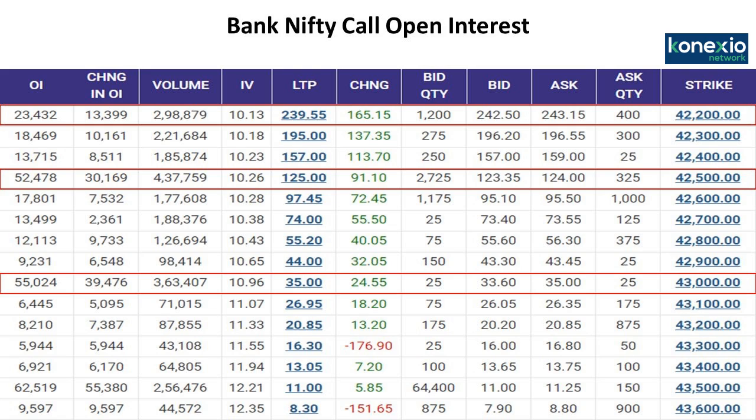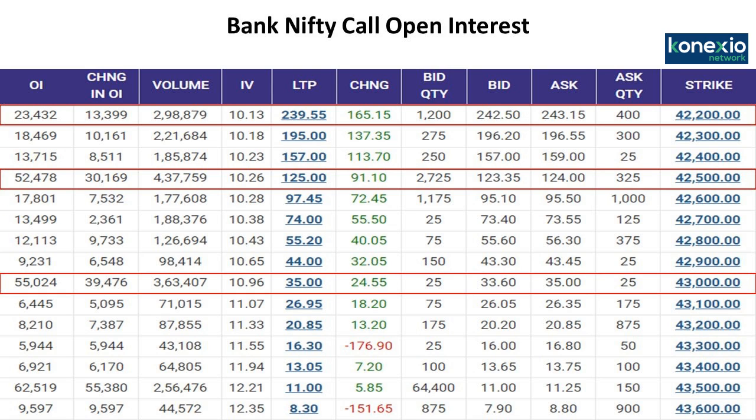Now looking at this particular data, we can say that on the upside, 42,200 is the immediate resistance. If it breaks, then 42,500 could be the next resistance on the upside. So the data is positive at this juncture, but 42,200 could act as the immediate resistance. If it crosses and closes above those levels, then there are chances that Bank Nifty might test the level of second resistance, which is 42,500 and then 43,000.